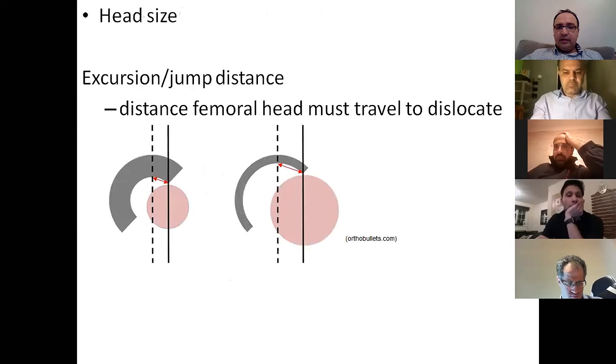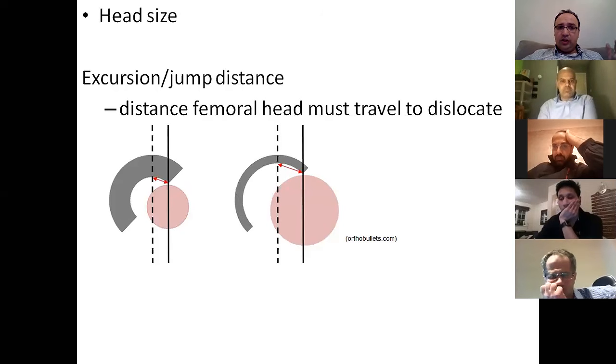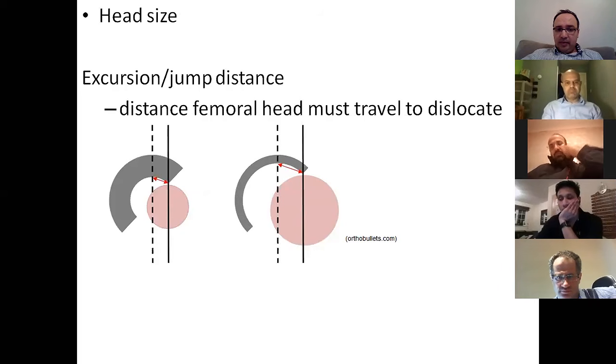The other implant factor is the head size of the femoral component. So head-neck ratio and the head size in itself, in isolation, is an implant factor. Increased head size will increase the excursion or the jump distance, which is the distance the femoral head has to travel to dislocate. You can see in this image how a larger femoral head has to travel a lot more to dislocate in comparison to a smaller femoral head. So the head size is another implant-related factor, a very important factor.